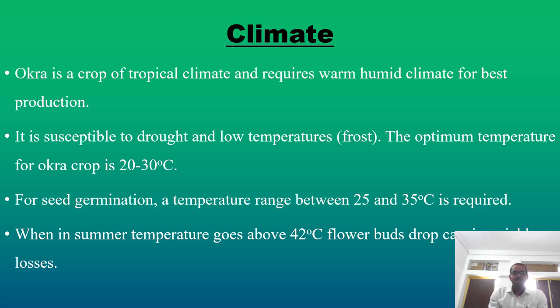But at the time of germination, if temperature goes below 20 degrees, germination is hampered badly. The proper temperature for germination ranges between 25 to 35 degrees centigrade. Extreme high temperature during flowering time is also harmful in okra cultivation. If temperature goes beyond 42 degrees, the flower drop problem is also observed.